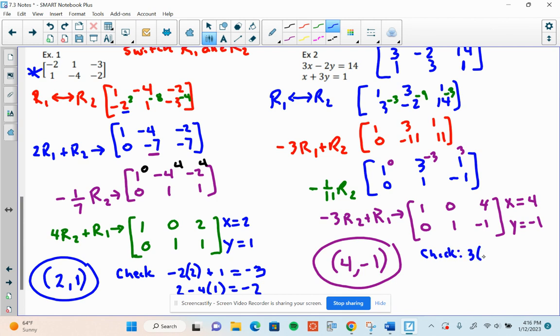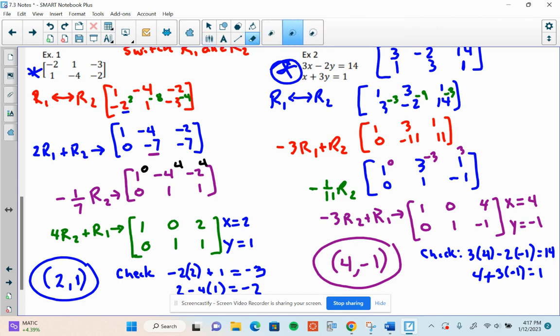I have 3 times x, which is 4. I'm going back up to the original system of equations. 3 times 4 minus 2 times negative 1. Is that 14? Yes, that's 12 plus 2, which is 14. Then for the second equation, going back up here again, x, which is 4, plus 3 times y, which is negative 1, equals 1. And does that work? Yes, because that's 4 take away 3, or 4 plus negative 3. And we're done.